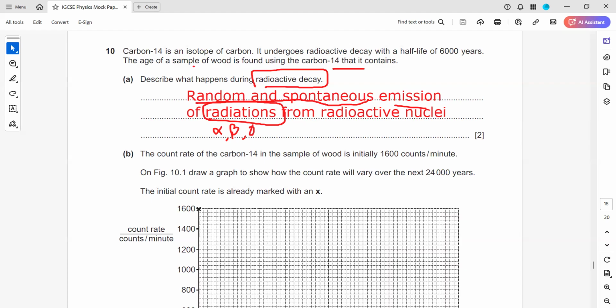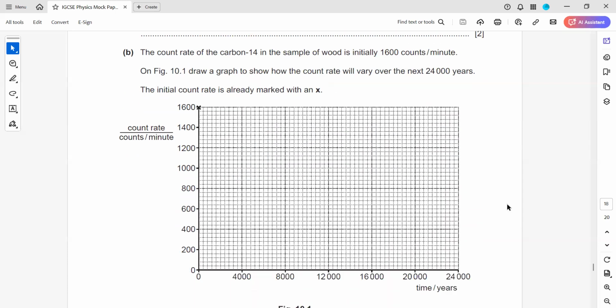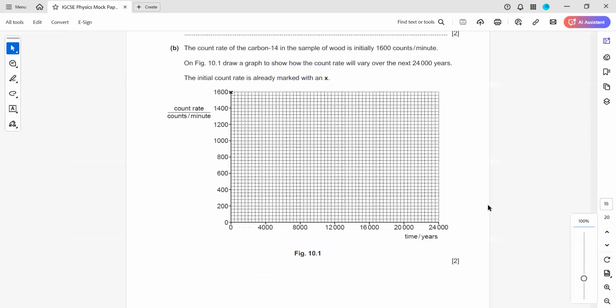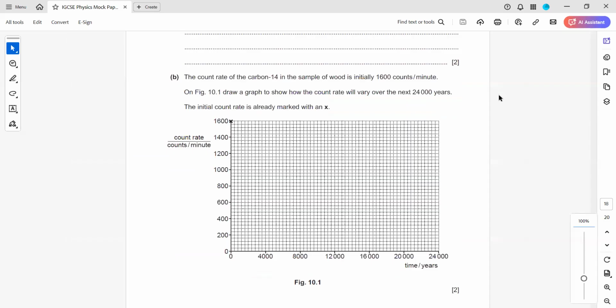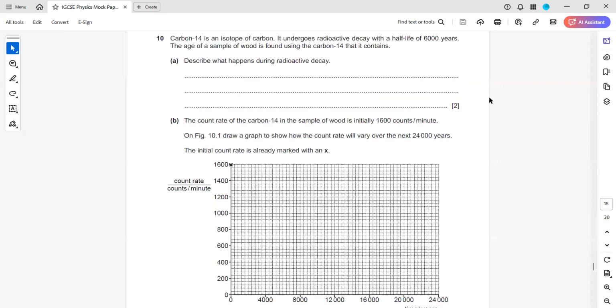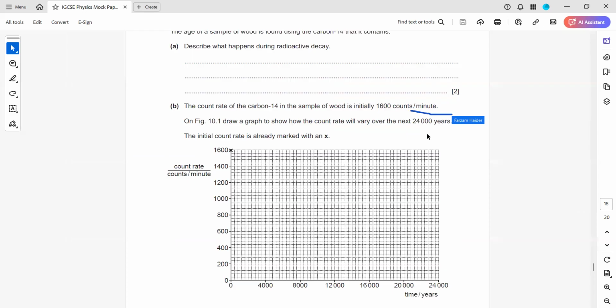Next we have the count rate for a carbon-14 sample. Initially, it was 1600 counts per minute. On the figure, graph how the count rate will change over 24,000 years. So it is originally 1600. We don't have to convert the unit. The half-life is already given in the beginning of the question. They said after every 6,000 years, it will become half.